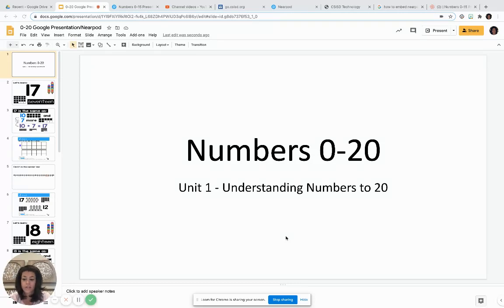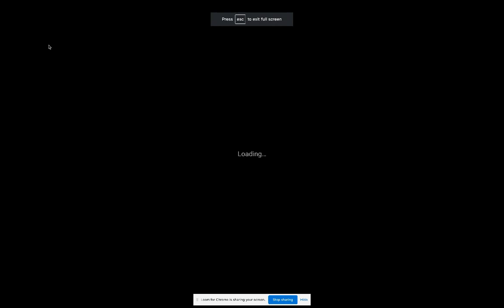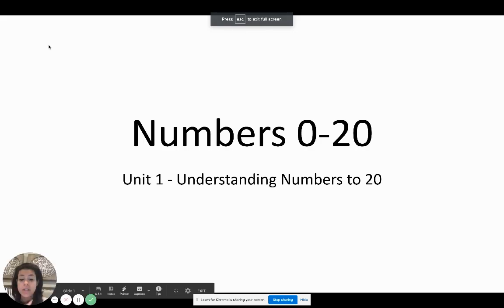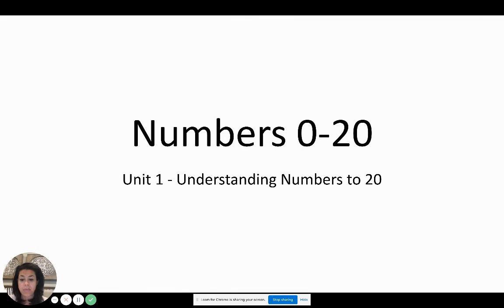Hey, first grade. So let's go ahead and finish up our numbers for 20. So we just got done doing 11 through 15. So now let's do 16 through 20. And remember, these are our teen numbers. With our teen numbers, we are going to have 2 digits inside each number.